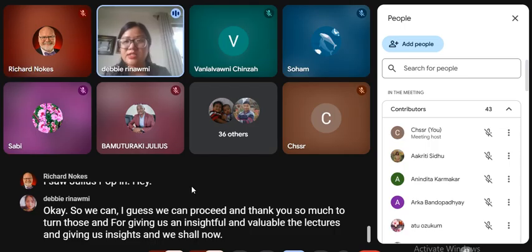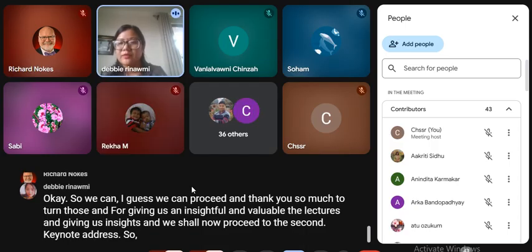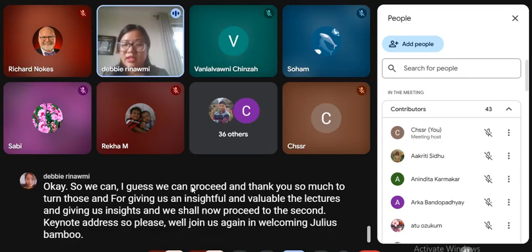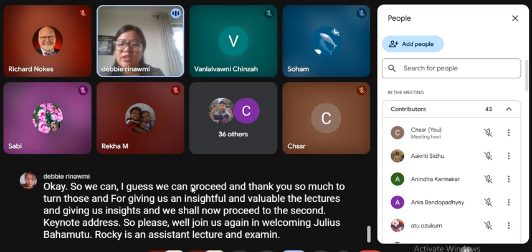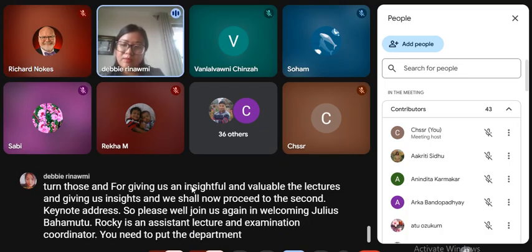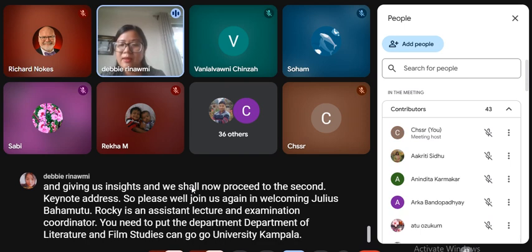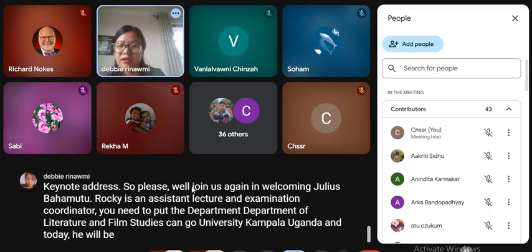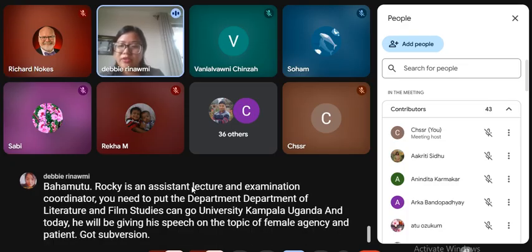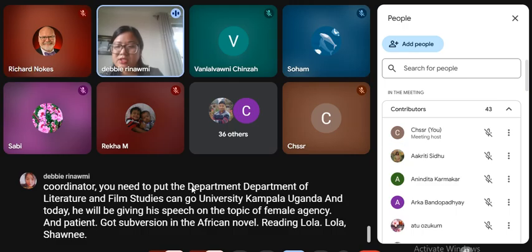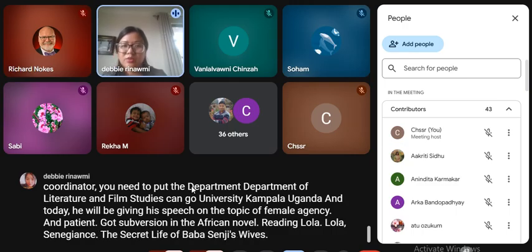And we shall now proceed to the second keynote address. So please join us again in welcoming Julius Bamudu Raki. He's an assistant lecturer and examinations coordinator in the Department of Literature and Film Studies, Kiambogo University, Kampala, Uganda. And today he will be giving his speech on the topic of female agency and patriarchal subversion in the African novel, reading Lola Shoneyin's The Secret Lives of Baba Segi's Wives. Over to you.